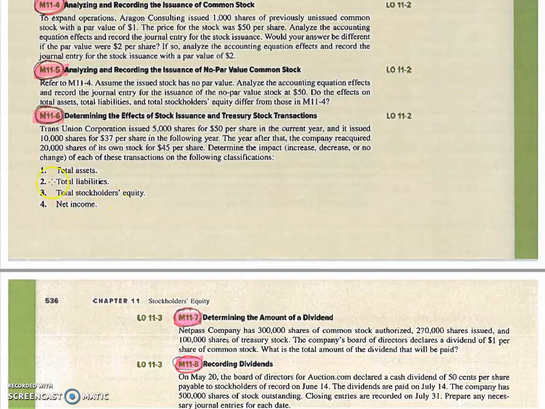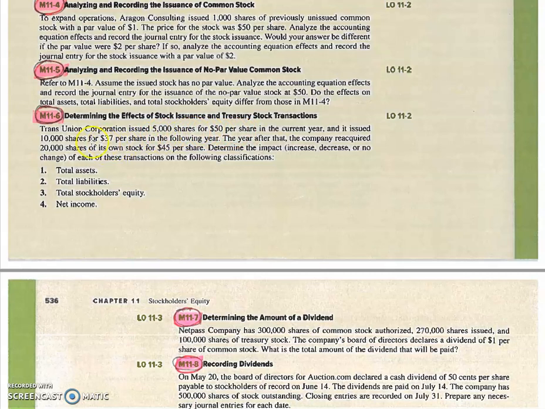Okay, number 1, none of these are going to affect total liabilities. Also, none of these transactions are going to affect net income. So what happens to total assets? Here we have an increase in total assets, 5,000 shares times $50 per share. Here we have an increase in cash, so an increase, and we also have an increase in stockholders' equity by that amount, by the way.